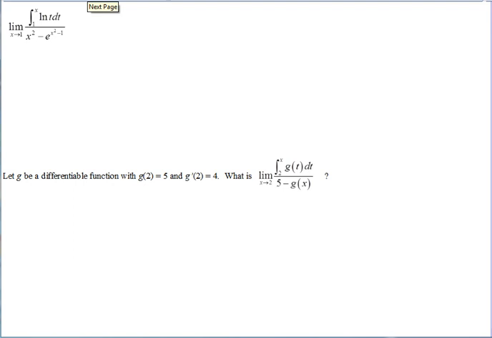Now let's take a look at some that are a little bit different, because we've got some definite integrals inside the limit. So let's start off the same way and see what happens. First, try direct substitution. If we substitute in 1 for x, notice x is the upper limit.